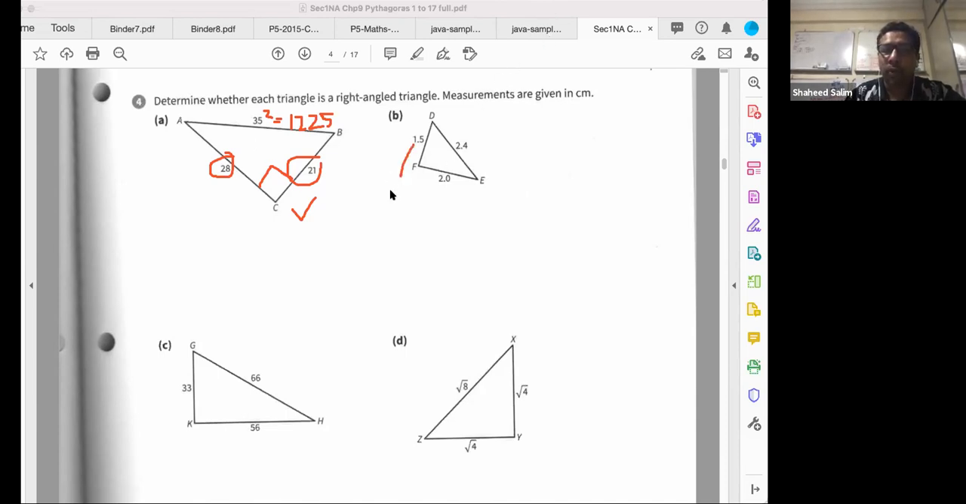Take 1.5 times 1.5. Okay, you will get what? 2.25, is it? 1.5 squared. I think you'll get 2.25. And then down here, 2 times 2, 4. You add together, you get 4.25. You use your calculator, Shafi, to see 2.4 times 2.4, what do you get?